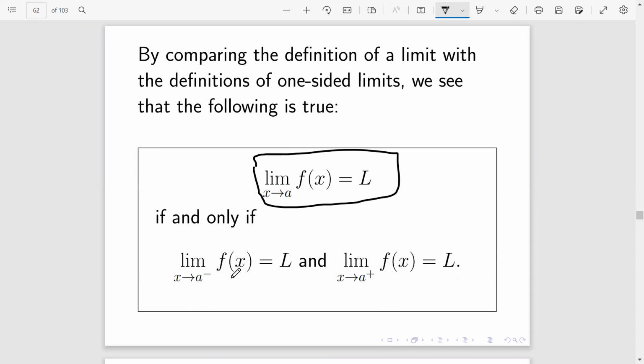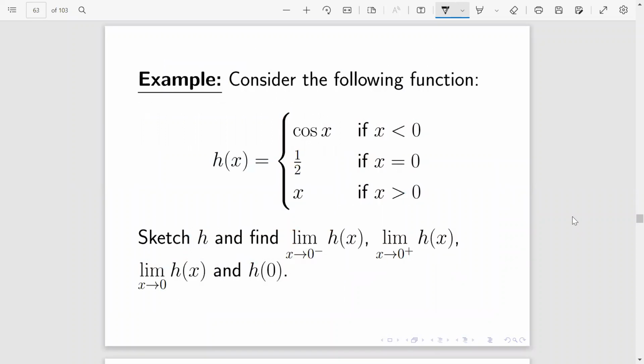If the left-hand limit is L and the right-hand limit is also equal to L, this is when we say that the limit of f of x as x approaches a is equal to L. Otherwise, if the left-hand limit goes to L1 and the right-hand limit goes to L2, where L1 and L2 are not the same, we say that the limit does not exist.